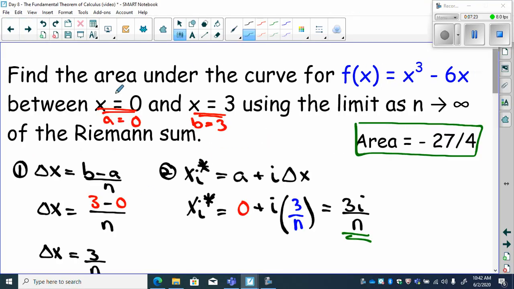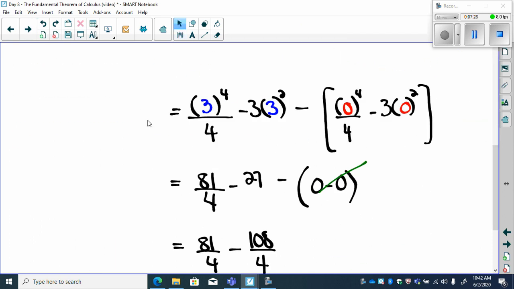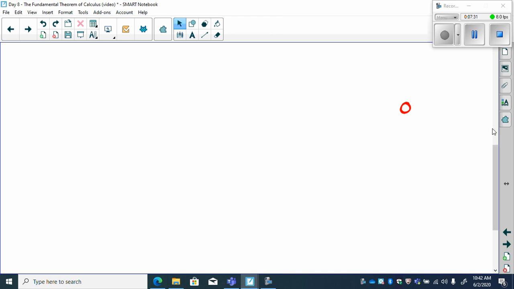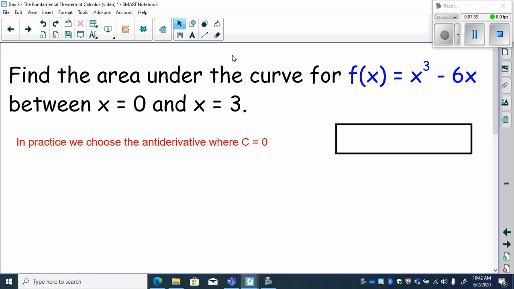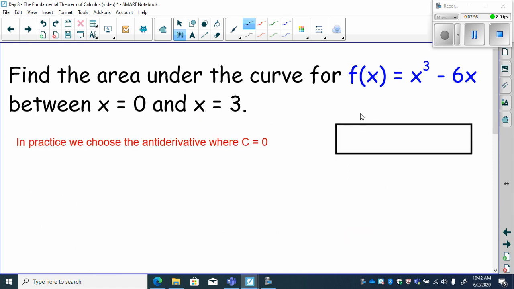Let me just erase this, and we'll work from scratch. So it's the same question as the previous page. Find the area under the curve for f of x equals x cubed minus 6x between x equals 0 and x equals 3. But instead of using an infinite Riemann sum and getting an answer of negative 27 over 4, I'm going to use a definite integral, but I should still get the same answer.